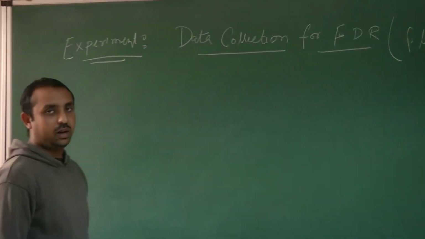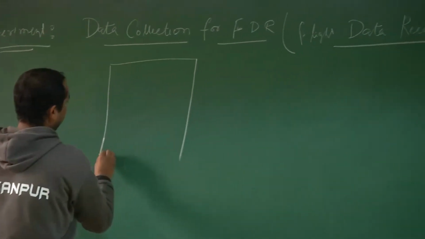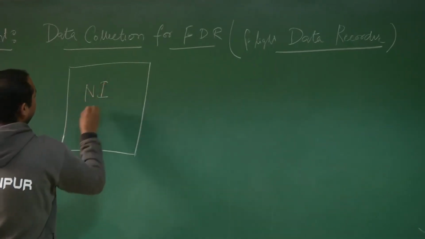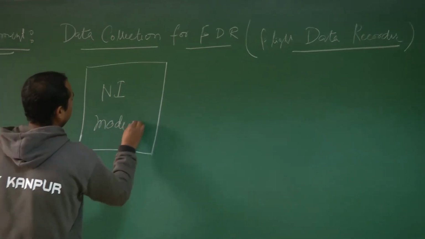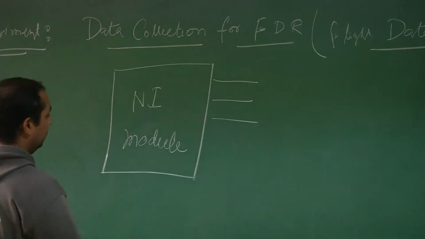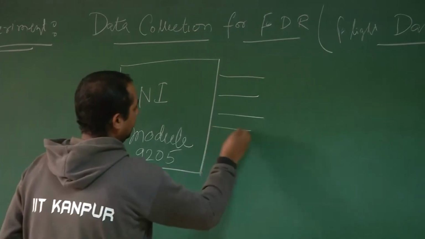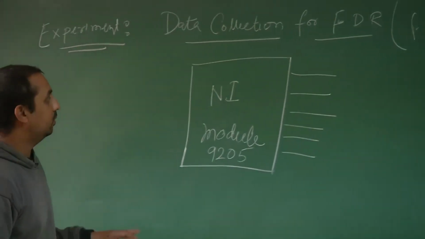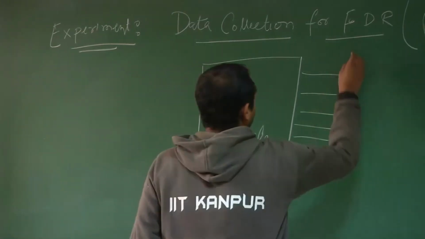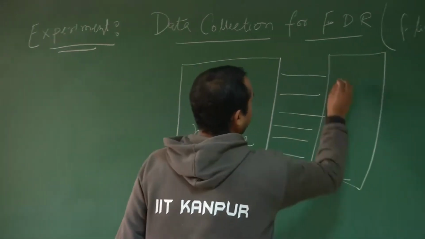The diagram for flight data recorder is same. In our case we are using an NI module, this is an NI module, number is 9205, and it has a 32 channel analog input module. This is a 32 channel analog input module from which it accumulates data from sensors.